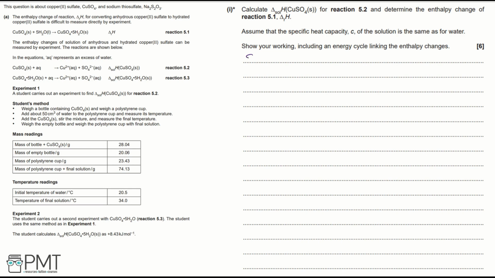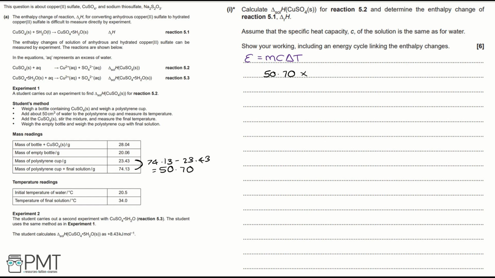Firstly, we're going to be using the equation E equals mc delta T. So our m is our mass of solution. So that is the difference between these two. So that's 74.13 minus 23.43, and that equals 50.70.